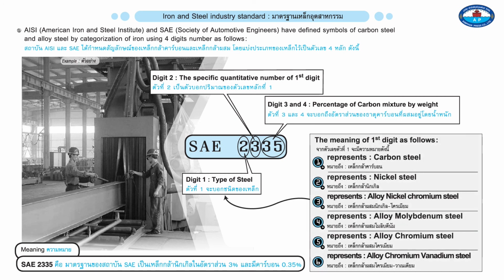The meaning of the first digit is as follows: 1 represents carbon steel. 2 represents nickel steel. 3 represents alloy nickel chromium steel. 4 represents alloy molybdenum steel. 5 represents alloy chromium steel. 6 represents alloy chromium vanadium steel.